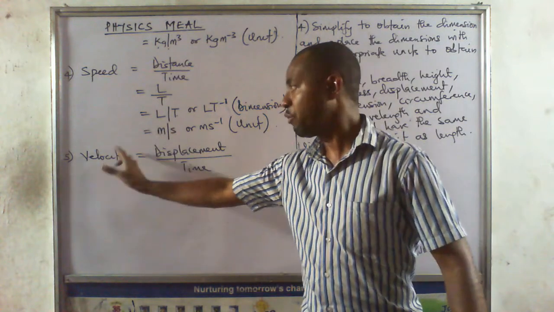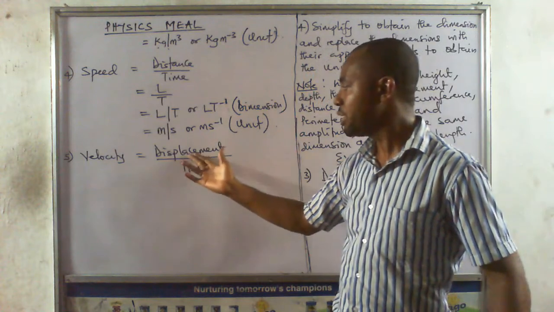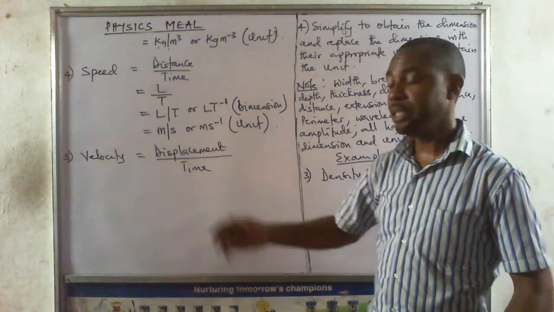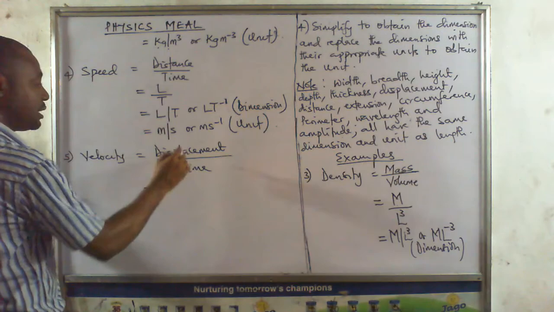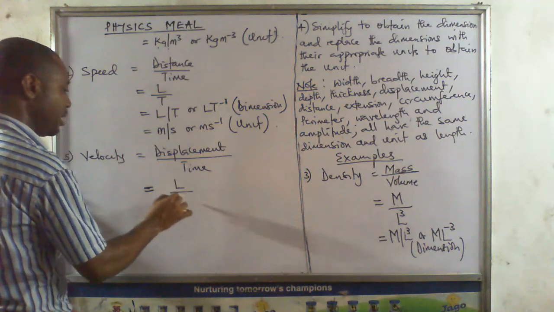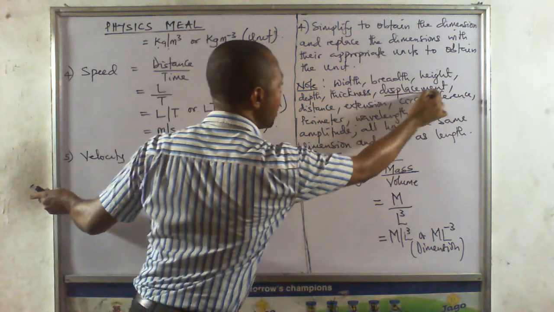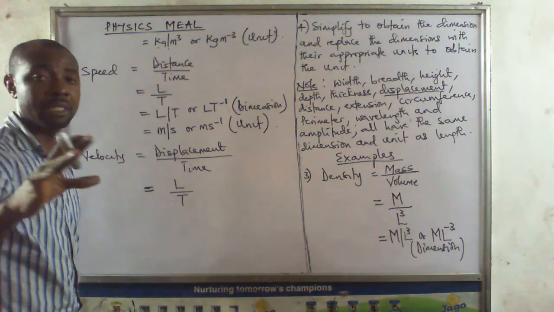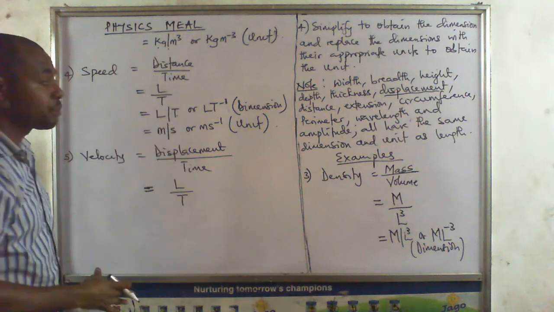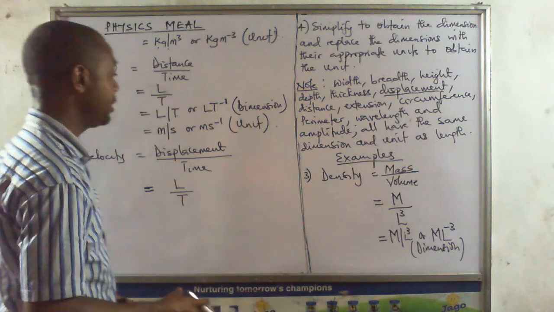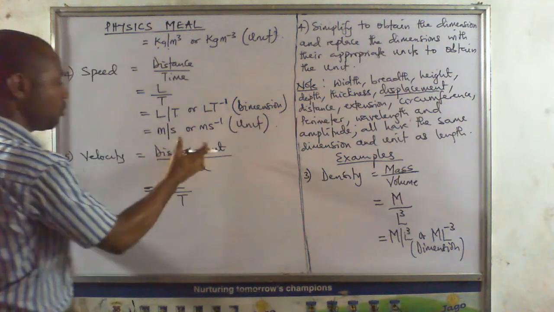The subject of formula is the quantity of interest, still on our steps. Now we say let's replace this by the dimension of the fundamental quantity. So the dimension of displacement is L. Dimension of time is T. Displacement is one of the quantities that have the same dimension as length. That's why we have to mention this before someone will become confused.